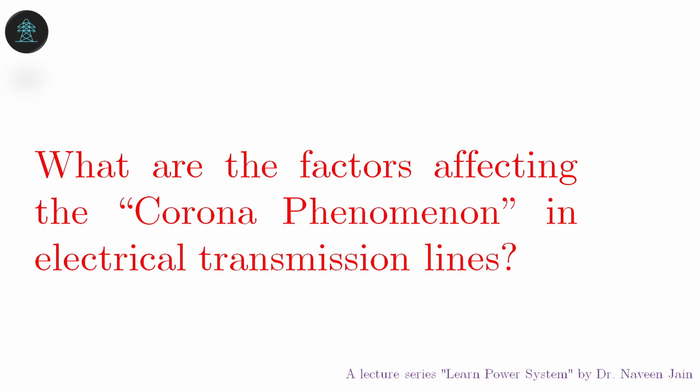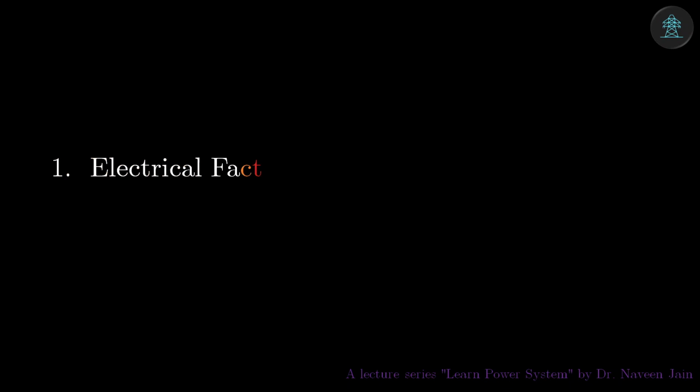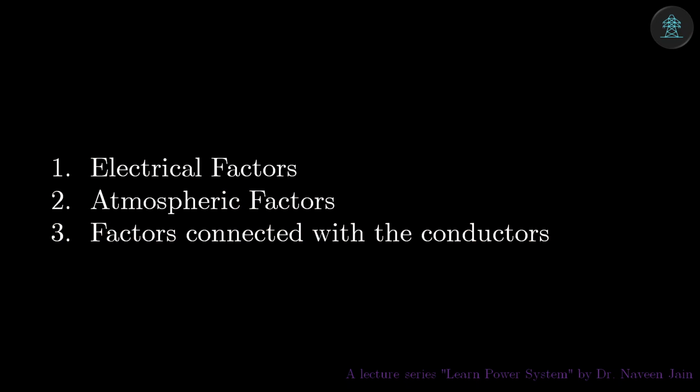What are the factors affecting corona phenomenon in electrical transmission line? Here we are interested in knowing what are the factors which affect corona loss or corona phenomenon. First is electrical factors, second is atmospheric factors, and the last one is factors connected with the conductors. In coming slides, we are going to discuss all these factors in detail.